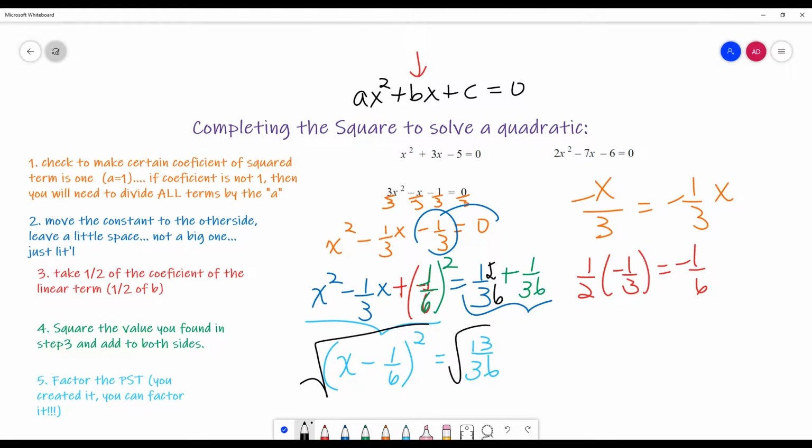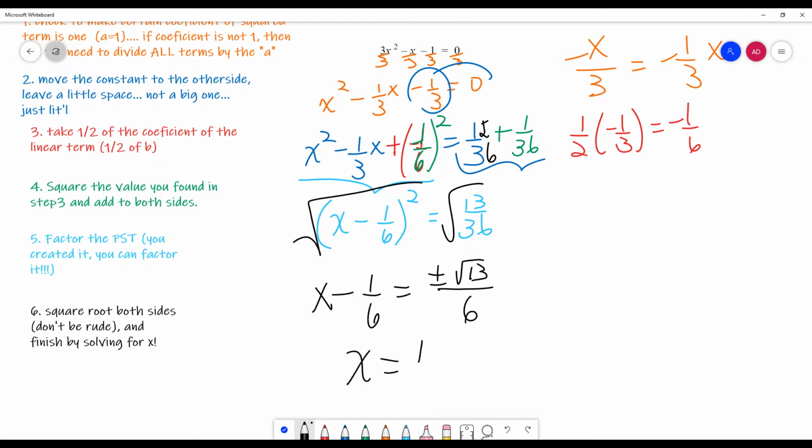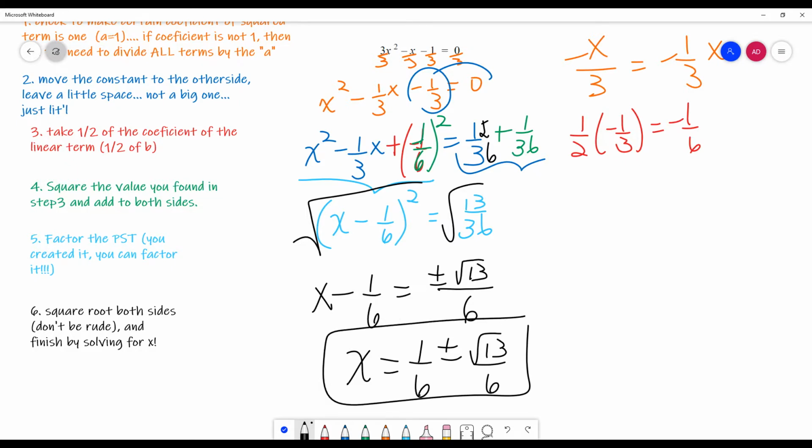Take the square root of both sides. That's this last step. Maybe I need to slide my board up a little bit. Yep. Right? Take the square root of both sides. And remember, when I take the square root of both sides, I must, yes, bring in a plus or minus. Otherwise, that's just, yep, rude. You do not want to be rude. We are better than that. Okay. All right. So that is how you solve a quadratic equation by completing the square.